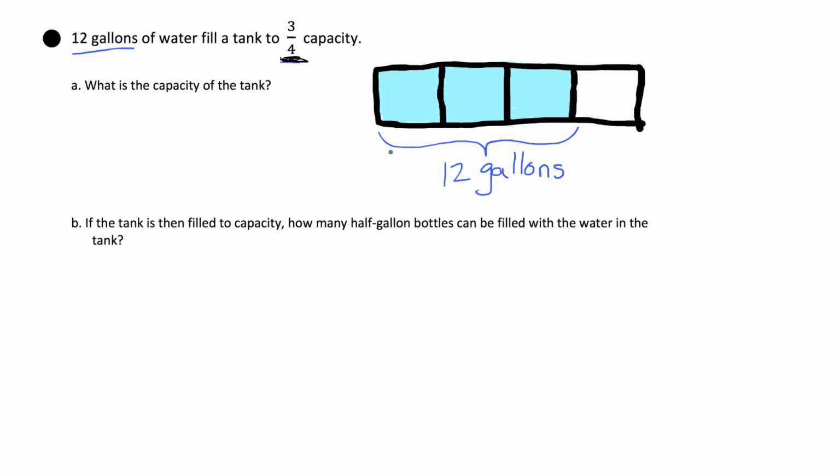To do that, I have to do what we've done many, many times before. If these 3 units are 12 gallons altogether, then I have to divide my 12 by 3. And what do I get? I get 4. I know now that the capacity of my water tank is 1, 2, 3, 4 fours, or 4 times 4. So I can write here, the tank holds 16 gallons.